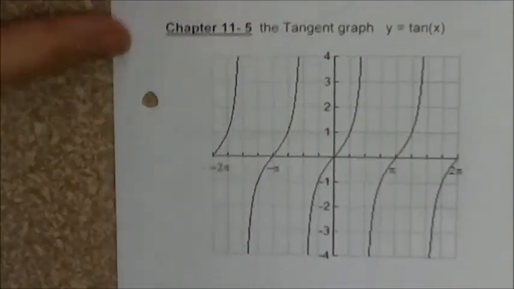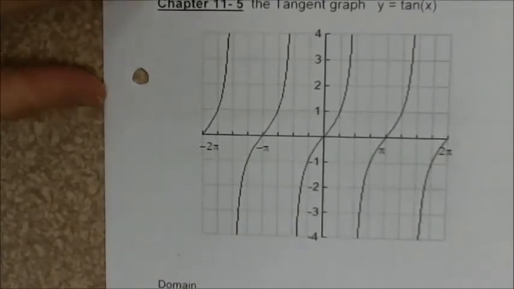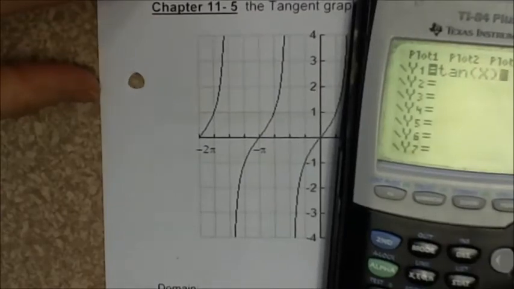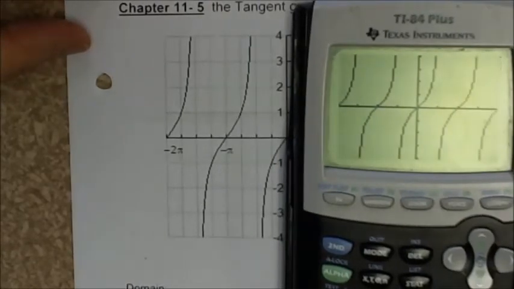And then the last thing I'm going to wrap up with is the tangent graph. Tangent graphs look different than sine and cosine graphs. If you put this into your calculator, y equals tangent of x, you can see that it looks like what I've shown you. Now there's a major thing that's missing here in the tangent graph.